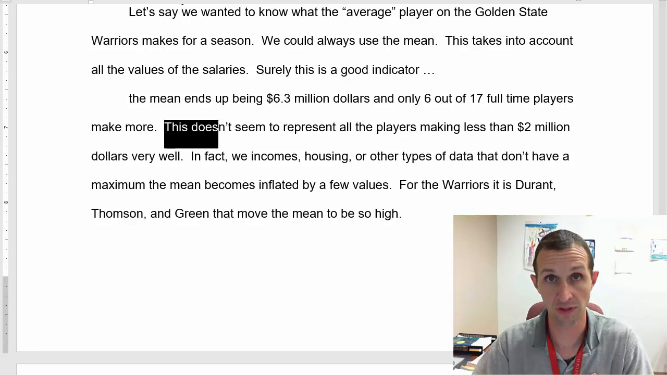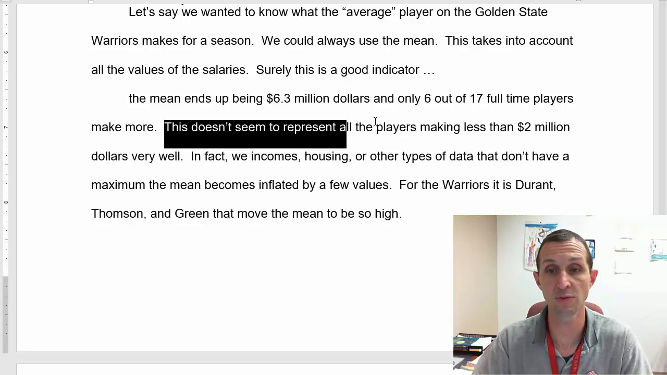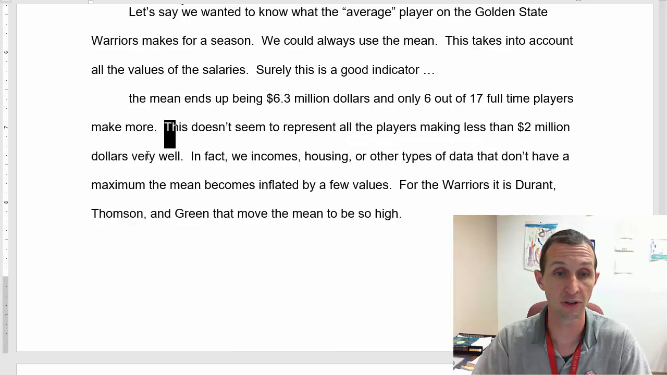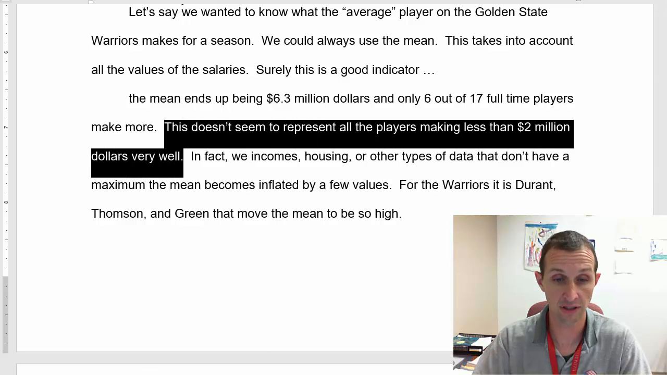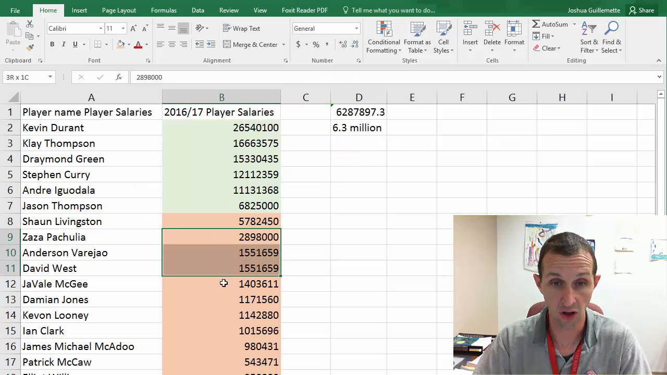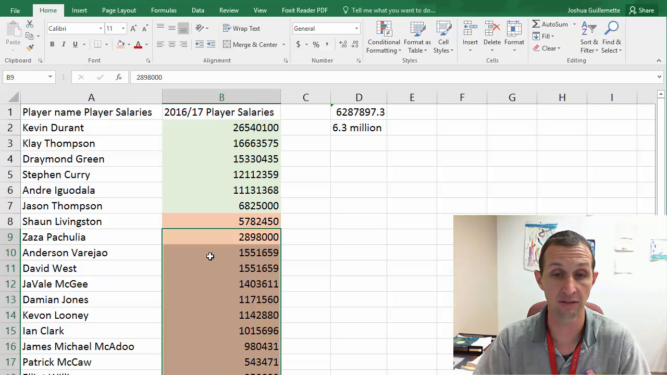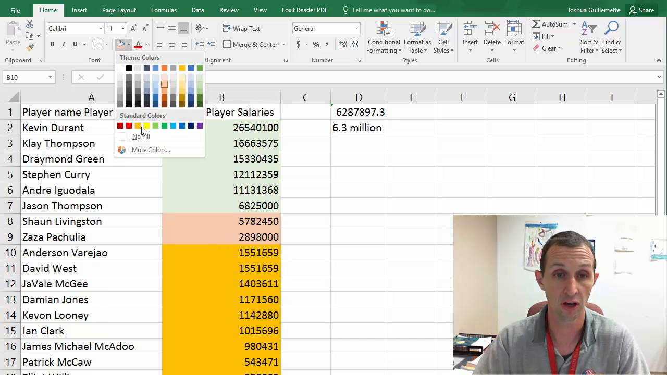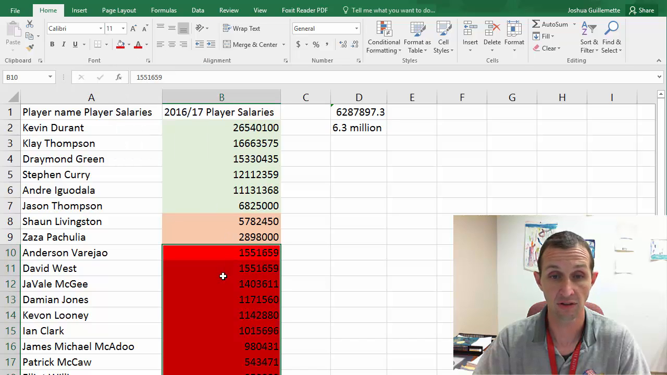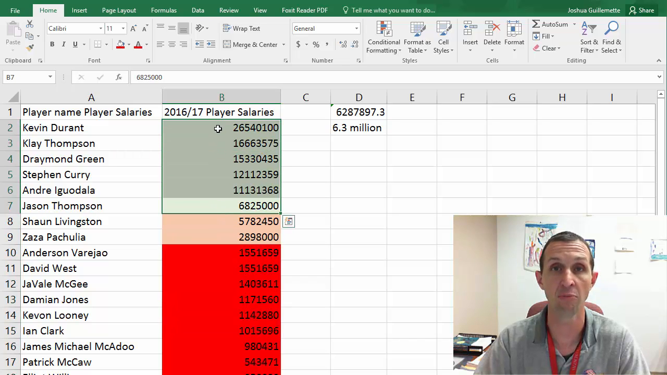Let me read the sentence that I wrote instead of trying to ad-lib. This doesn't seem to represent all the players making less than $2 million very well, right? Look at all the, right? You've got, in fact, all of these guys are making less than $2 million. We could paint them red, right? Say, look at that. You've got 1, 2, 3, 4, 5, 6, 7, 8, 9 players. You actually have more players making less than $2 million than you have making above $6 million.